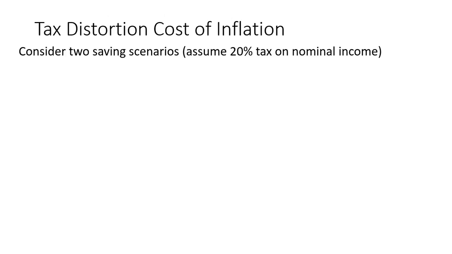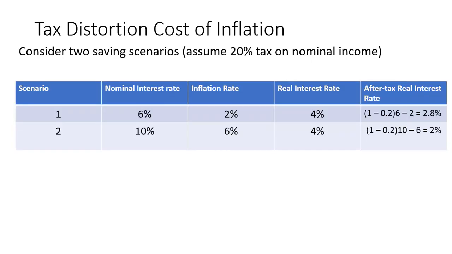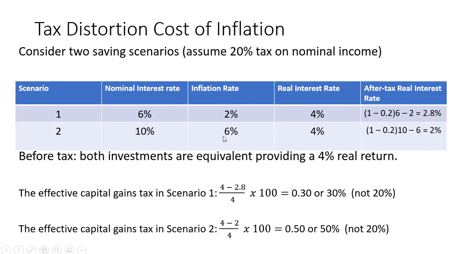Consider two saving scenarios. We're going to assume a 20% tax on nominal income. So in scenario 1, the nominal interest rate is 6%, the inflation rate 2%. 6 minus 2 leaves a real interest rate of 4%. In scenario 2, nominal interest rate 10%, inflation rate 6%, real interest rate is 4%. So on a before-tax basis, both investments are equivalent, providing a before-tax real return of 4%.